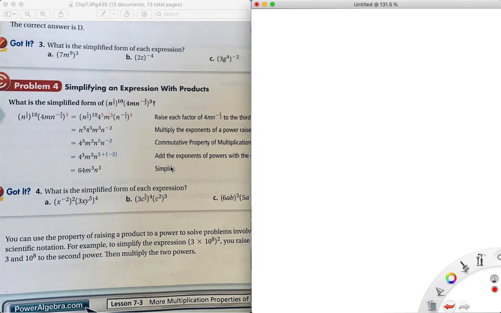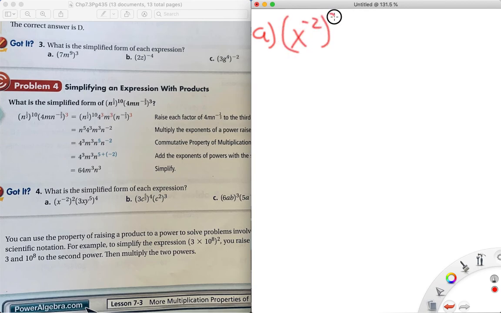This is more of the same. The only difference is now there's more variables and more than one thing that's being raised to the power. But the process is exactly the same. It's just going to take a little bit longer, but nothing has actually changed. You're still multiplying if it's raised to another power, and if they're the same variable, then you're going to add their exponents.